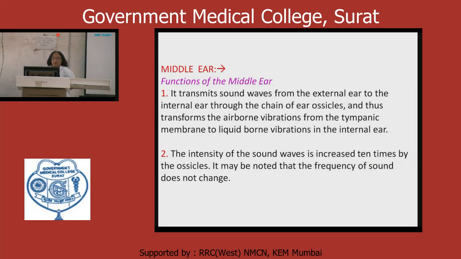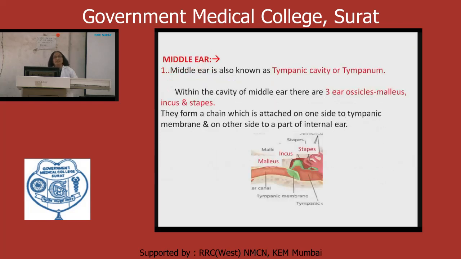Now the second important function of the middle ear: the intensity of the sound waves is increased 10 times. How many times? 10 times by the ear ossicles, because the ear ossicles are the important content of the middle ear cavity. It may be noted that the frequency of the sound does not change. Now the middle ear, histologically, the microscopic structure of the middle ear cavity, here we will visualize.